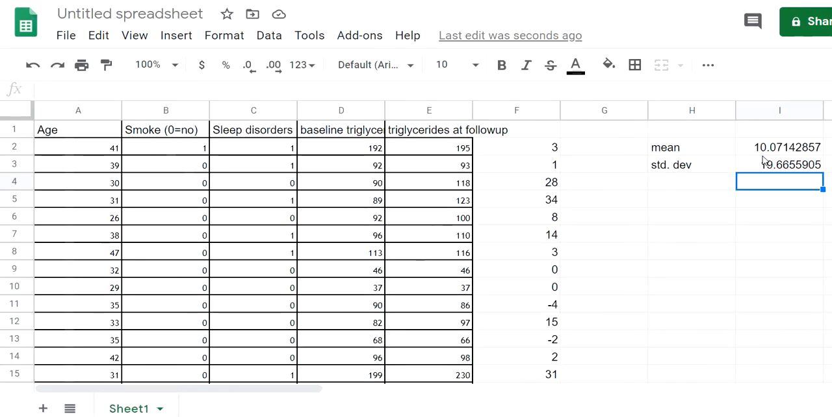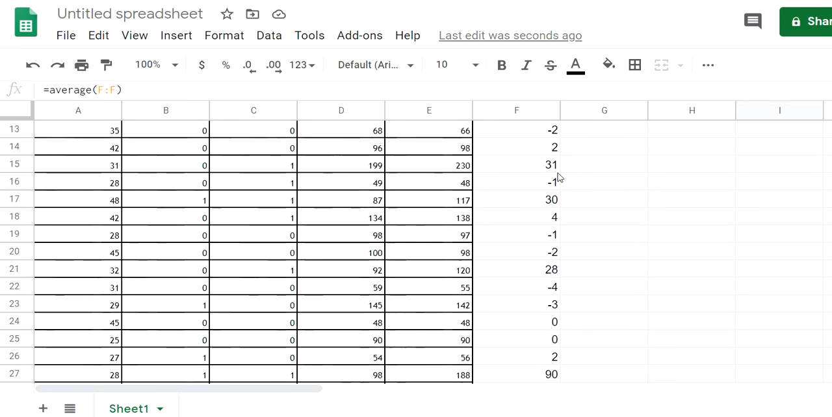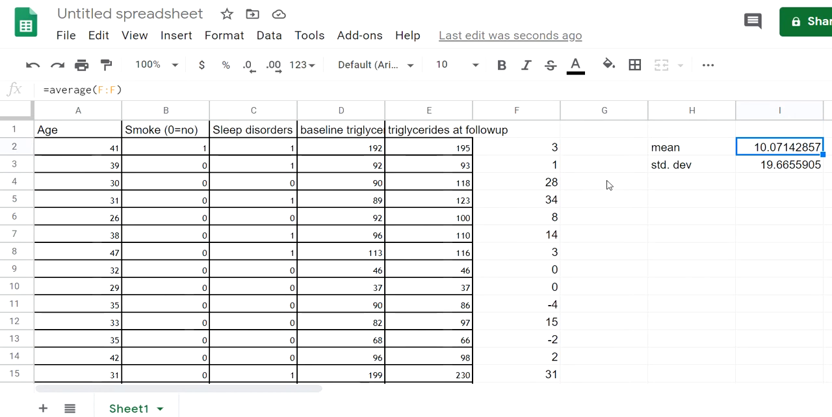So that gives you an idea. The mean difference, it looks like it's a positive 10. So like this isn't the correct answer. You're going to need to do it for the whole column F. I only did a part of it, so I didn't give away the answers here. But right now it looks like the mean difference is a positive 10. That means triglyceride levels have gone up.